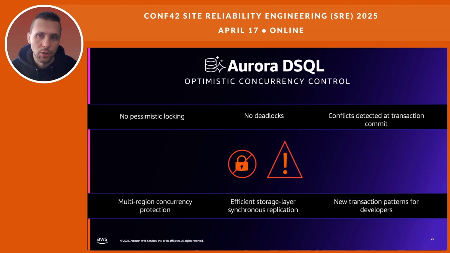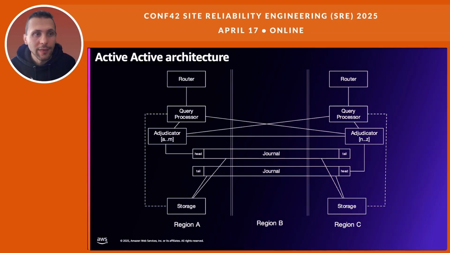What I want to show you is, behind the scenes, how is the architecture for an active DSQL database? When we look at an active architecture, you have three regions. Like I said, you have two regions with endpoints, region A and region C in this diagram, and region B is what we call the witness region. You have one router on each of the regions that have endpoints.